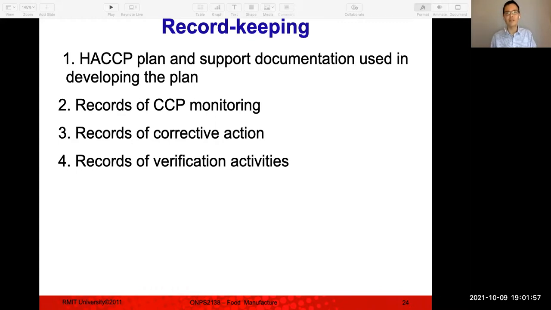Lastly, then, we've got record keeping. So record keeping for ensuring that your HACCP plan and supporting documentation, records of your critical control point monitoring, records of your corrective action and your verification activities. Just like any quality process, it's absolutely critical that you have good record keeping, so that if there's a problem, something goes wrong, you need to be audited, or whatever the case might be, everything is in order, everything is monitored and recorded properly, so that you can just say, yep, here they all are, everything is in order.